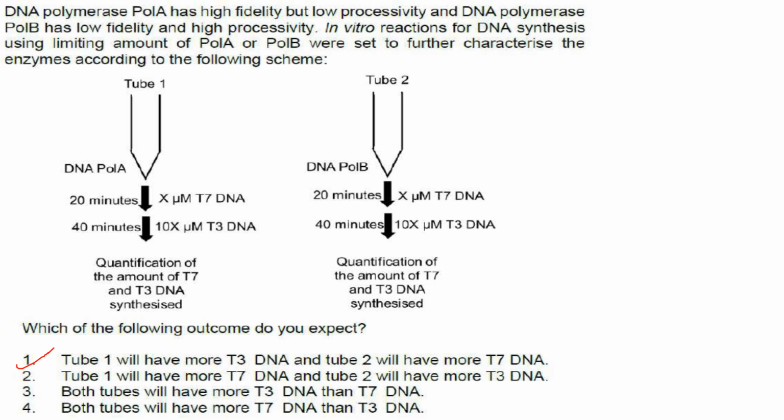Now second option, tube 1 will have more T7 DNA. No. Both tubes will have more T3 DNA than T7 DNA. That is also not correct. Both tubes will have more T7 DNA than T3 DNA. That is also not correct. So first one is the answer.